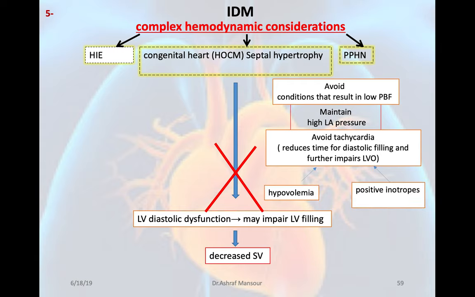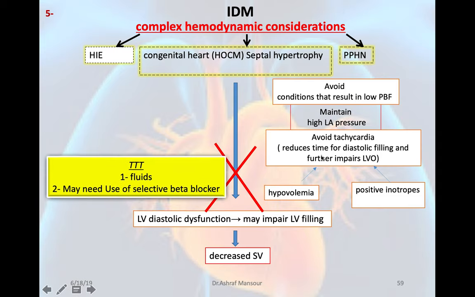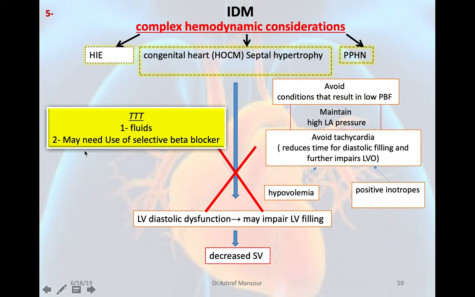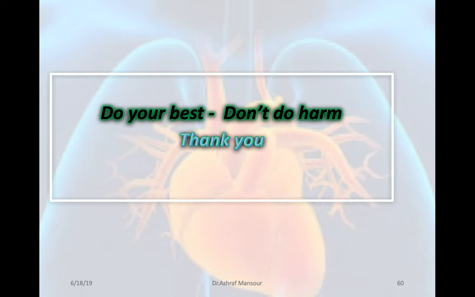So treatment of hypovolemia, and positive inotropes must not be given. So don't give positive inotropes, and we don't leave the hypovolemia without treatment. So you must treat the hypovolemia and avoid giving the positive inotropes to prevent impairment of the left ventricular function. So treatment, number one, fluid. Number two, you may need a selective beta blocker to prevent the tachycardia and to increase filling of the myocardium. So this is the treatment of infant of the diabetic mother.